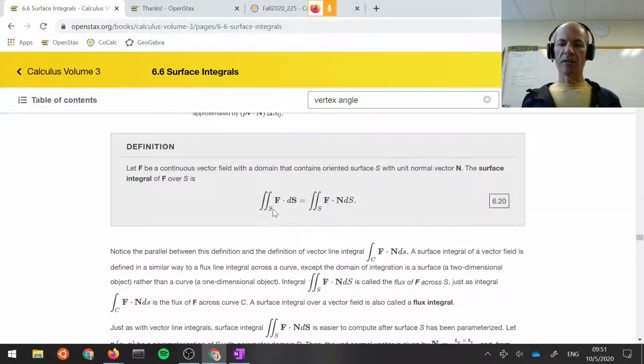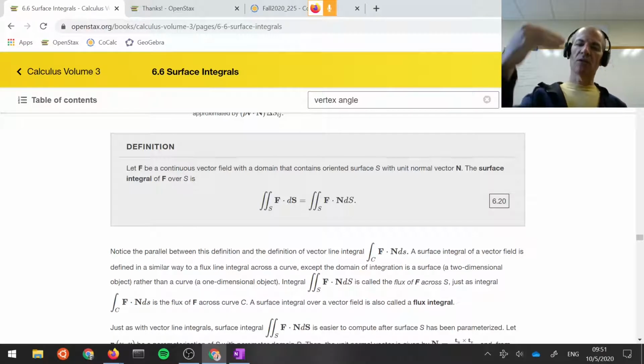So symbolically, it's the double integral over the surface, F dot dS. And be careful here. This is a d with a bold-faced S, and that suggests the vector version of the surface integral, which is equivalent to F dot n dS with a non-bold-faced S. This is the scalar surface integral that we learned earlier.